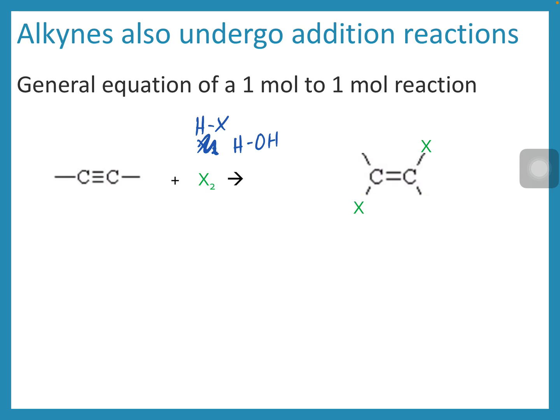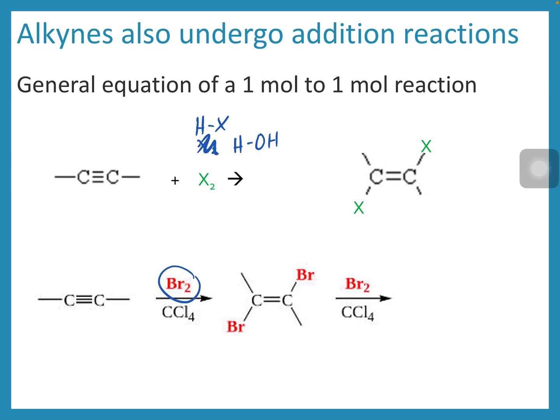And then if we have more than a 1-to-1 mole ratio, so if I have excess of whatever is being added, so the first step would be for it to become an alkene. And then if I have more of that small molecule, then that will undergo another addition reaction to create an alkane.